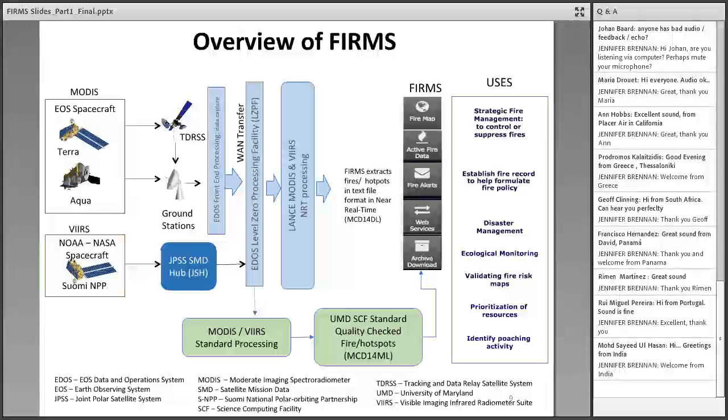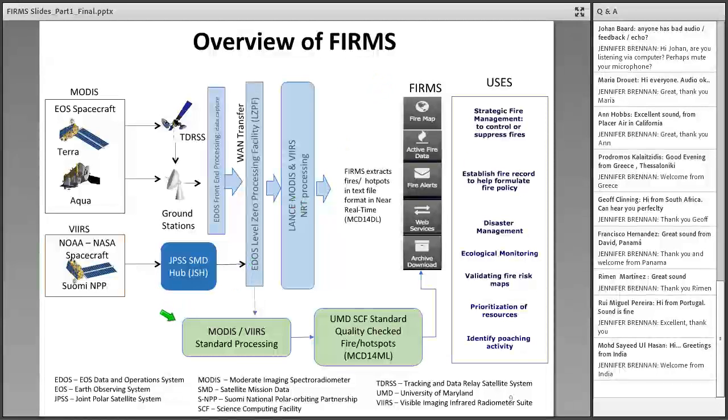Okay, this slide gives you an overview of FIRMS, and really the takeaway message is that the MODIS data and VIIRS data are expedited in terms of their download. So here we have MODIS on board the Terra satellite and again on board Aqua. And the VIIRS data is on the Suomi NPP satellite. So the data processing is expedited, processed here by the LANCE MODIS near real-time processing facility. Fire points are extracted and made available in the FIRMS services, which are the fire map, the active fire data downloads, the fire alerts, the web services, and the archive download tool, all of which I will go through in a moment.